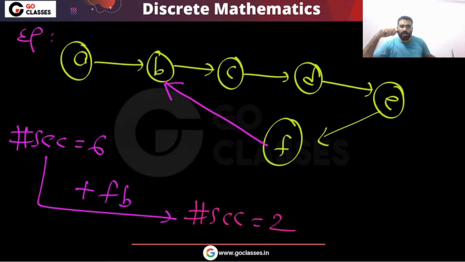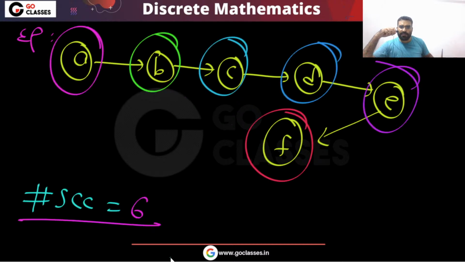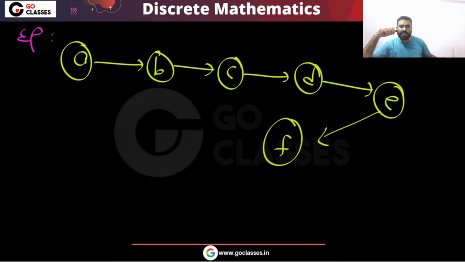It will be 2. So it can decrease by 4. It can decrease by 5. It can decrease by 4. It can decrease by any number. Agree or not? Whatever number you want, it can decrease by any number. Or it may remain unchanged.